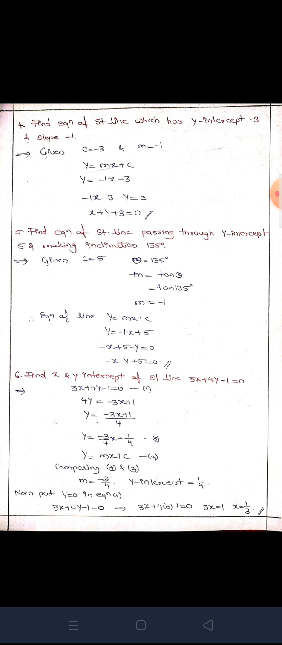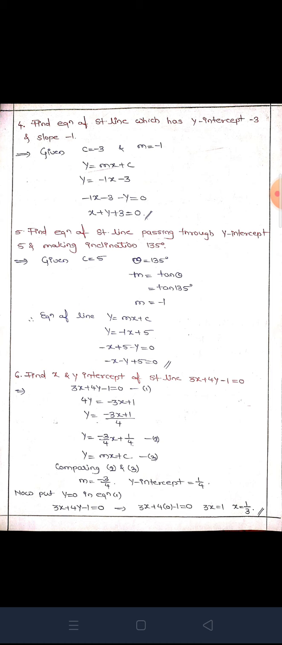Then you have C as well as M. So how to find the equation of the line? Y is equal to mx plus c. So y is equal to the value of m, which is -1, times x plus c, which is 5. Again bring all the terms to the RHS. So next line, minus x plus y minus y is equal to 0. Then minus x minus y plus 5 is equal to 0. This is the solution for the given question.